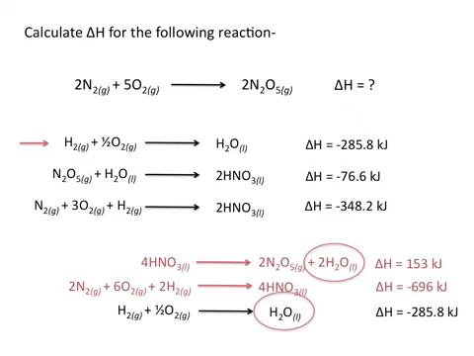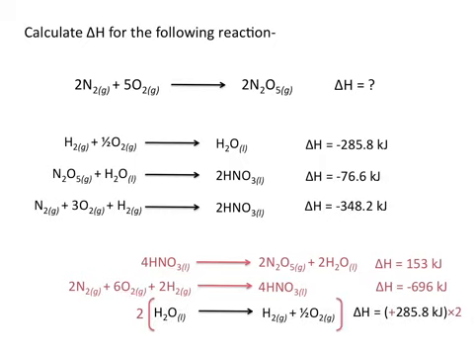So we'll need to flip this equation and multiply it by 2 in order to cancel out H2O by having it on both the reactant and the product side. And you see the same thing with H2 gas. So when we flip this equation and multiply it by 2, remember that we need to do the same thing for delta H. Flip the sign on delta H and multiply it by 2.